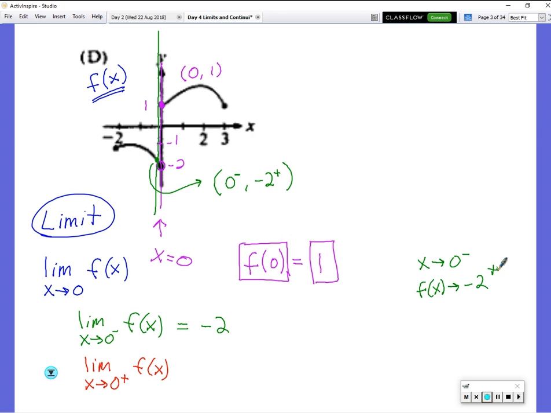Solid. So raise your hand if you know what I should write here. The meaning is the same, except that now we're getting close to 0 from the positive side. Show me your hand.